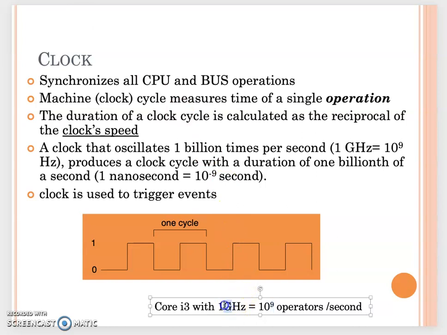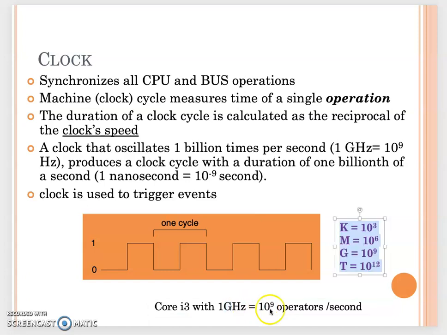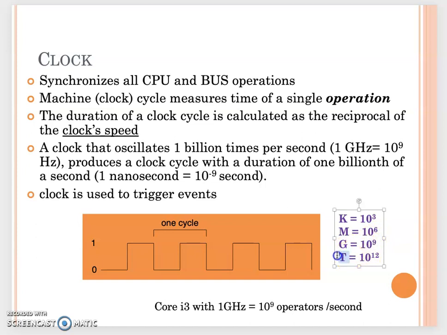So remember, we start from K. K is 10 to the 3rd power. That's K byte. Megabyte is M, is 10 to the 6th power. So when we talk about gigabyte, that's 10 to the 9th power. Let me write down here. Whenever you hear about the K byte, that means 10 to the 3rd power. Megabyte is 10 to the 6th power. Gigabyte is 10 to the 9th power. And of course, terabyte is 10 to the 12th power.